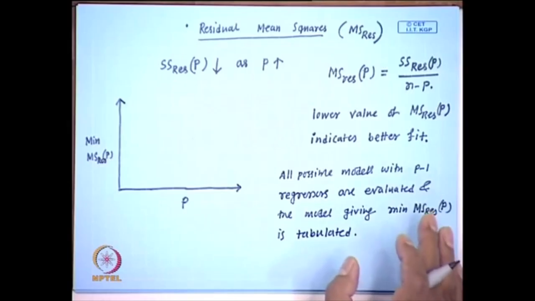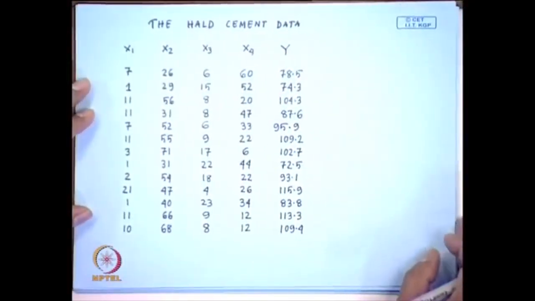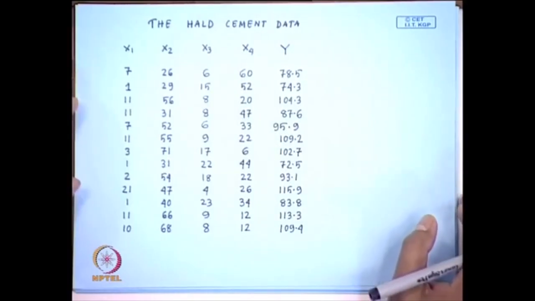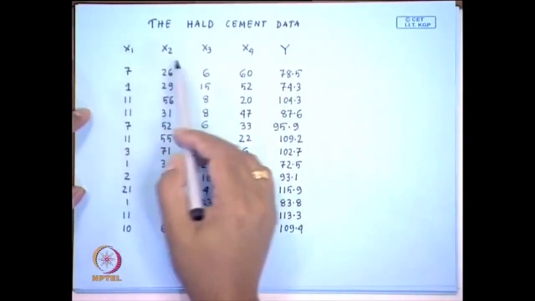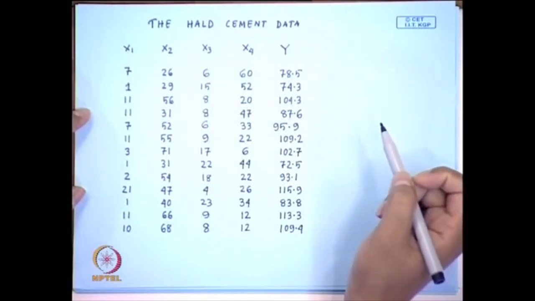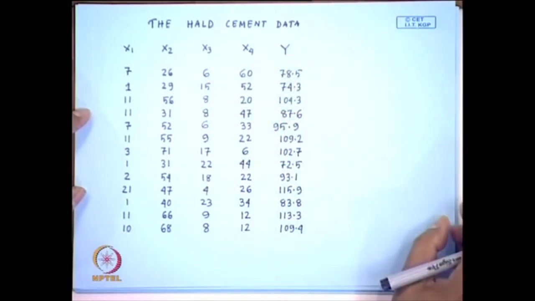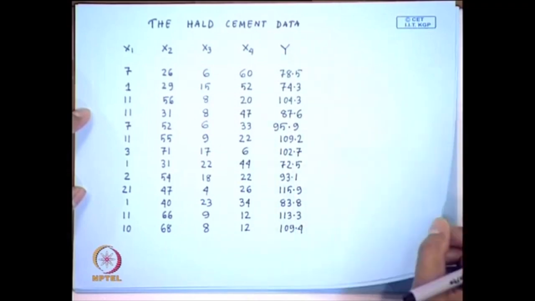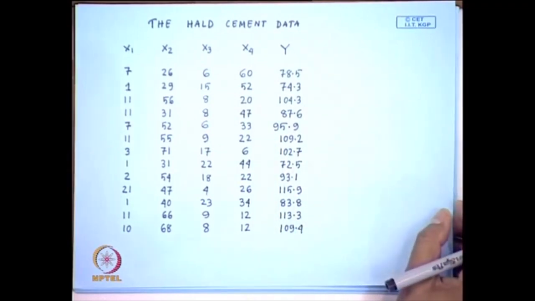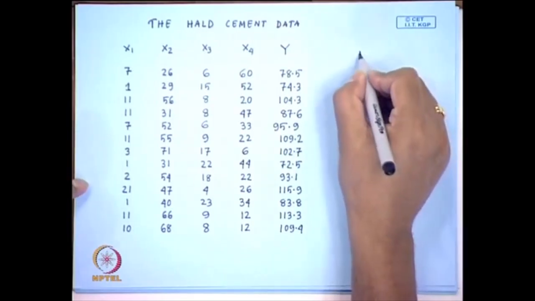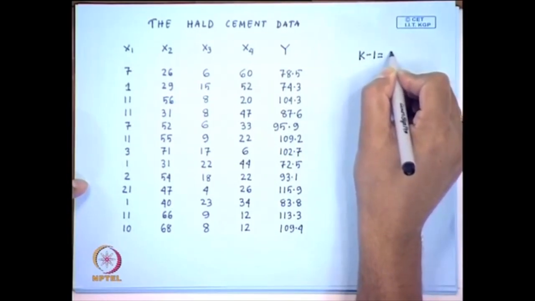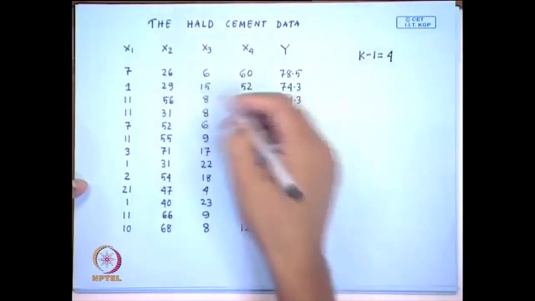To explain this, let me recall one example we discussed in the last class. We'll be considering the same example, the Hald cement data. Here we have 4 regressors and 1 response variable. So k minus 1 is equal to 4, where k minus 1 stands for the number of regressors.